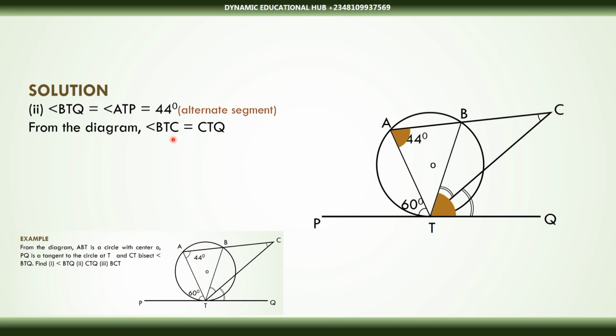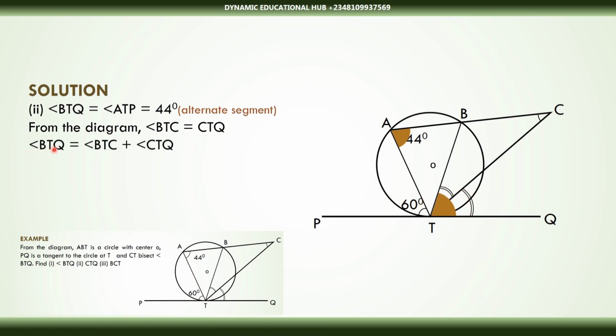And we also know that from the diagram, by merely looking at the diagram, we see that angle BTC is still the same thing as CTQ. Why? You see, we have a double curve here and a double curve here. And according to the question, we are told that CT bisects this angle BTQ. So this angle over here will be the same thing as this angle.